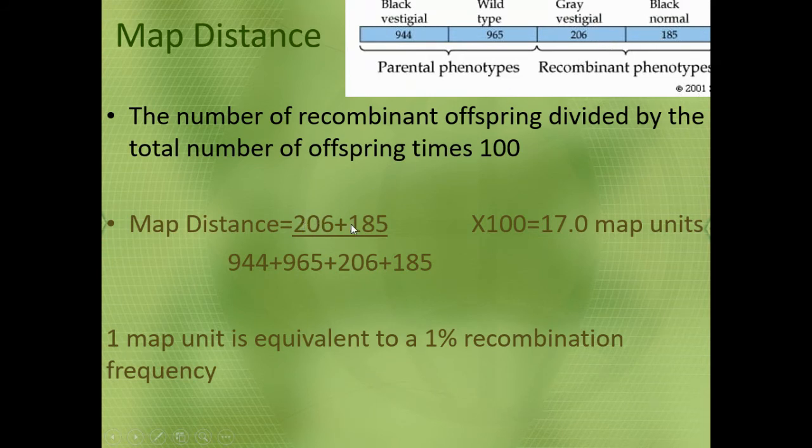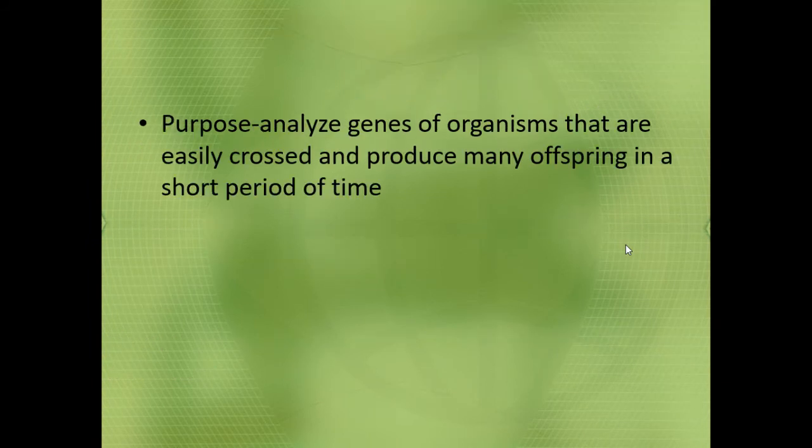So I take 206 plus 185, and I'm going to divide that by the total number of offspring. So then I would add up all three of my offspring types on the bottom, divide those two, multiply that by 100, now I get 17.0 map units. One map unit is equivalent to a 1% recombination frequency. So that means that there's a 17% chance that you're going to have a hybrid form. The odds are not too good to have these recombinant phenotypes.